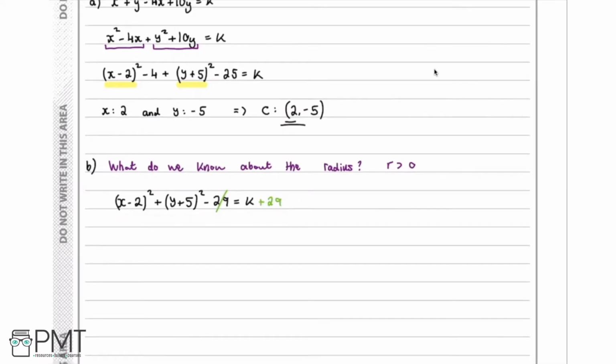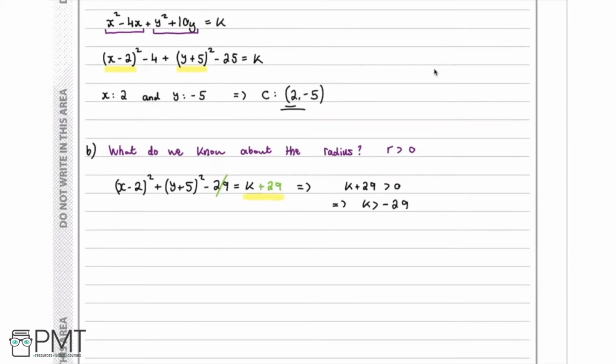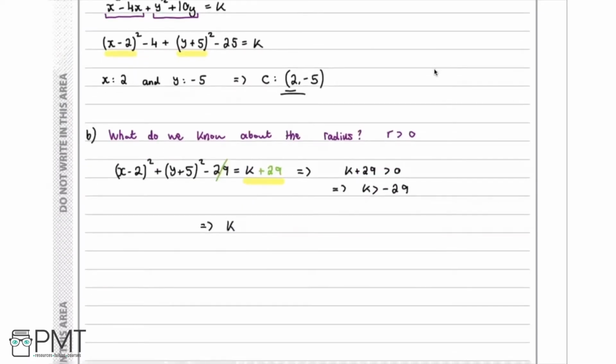So we know that the radius can now be read off this part of our circle equation, and we know that it must be greater than 0. So this now means that k plus 29 is going to be greater than 0, which means that, rearranging this, k is greater than -29. So we conclude that the range of possible values for k, looking back to the question, is k is greater than -29.